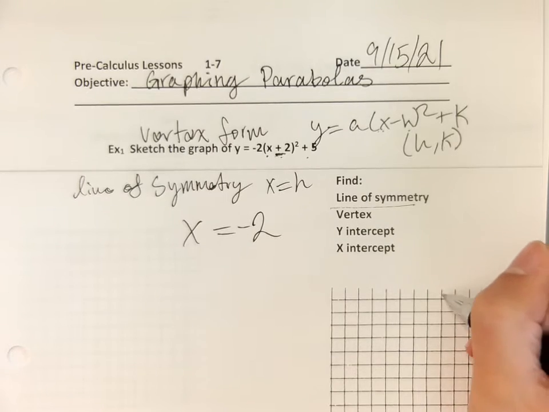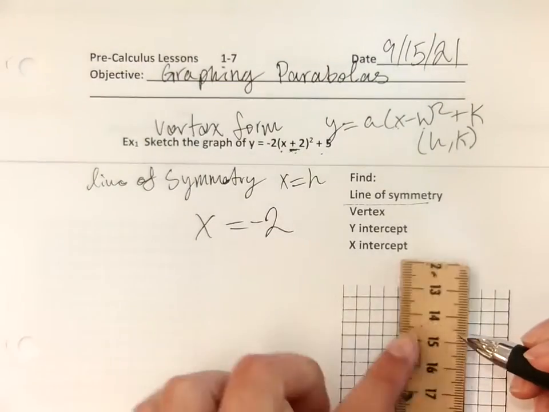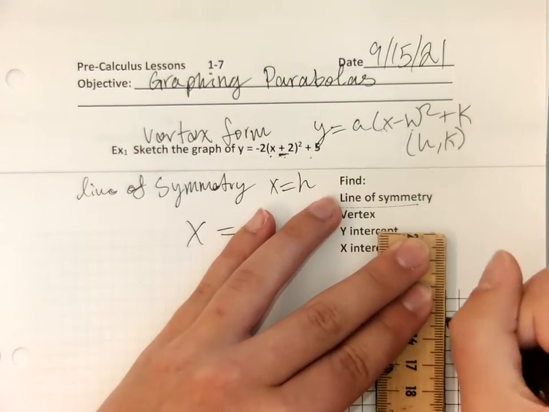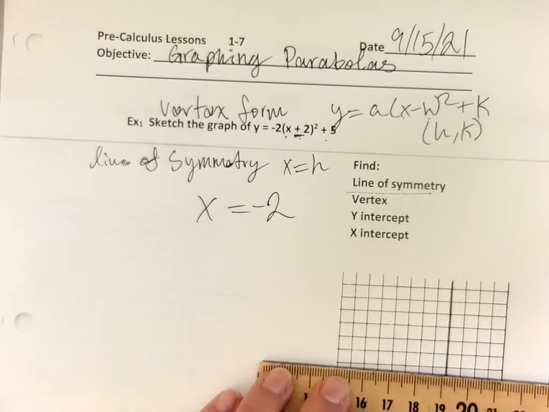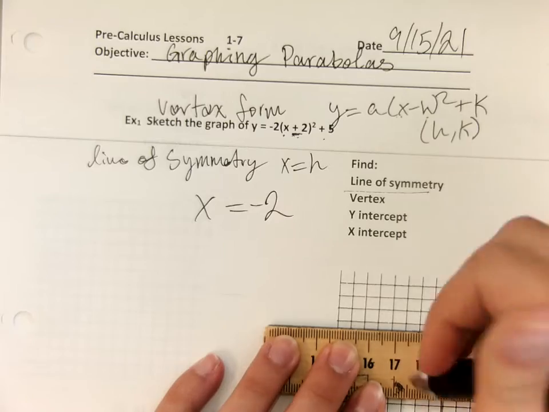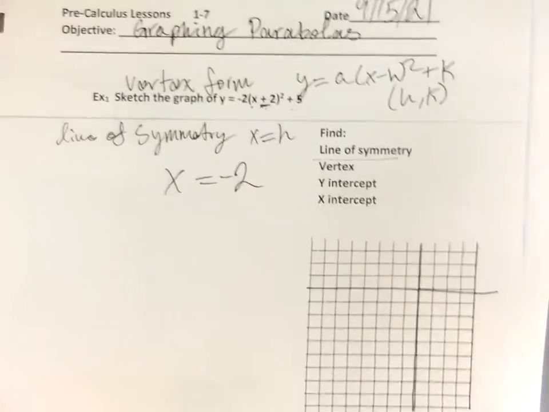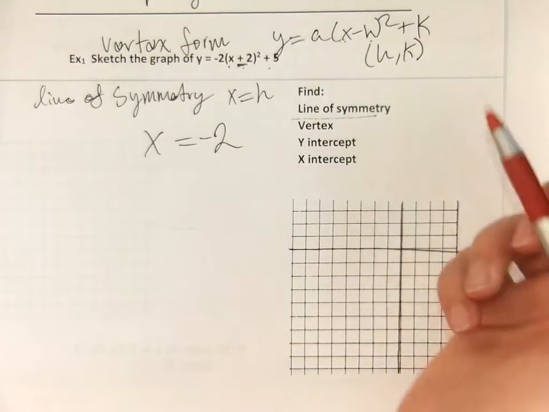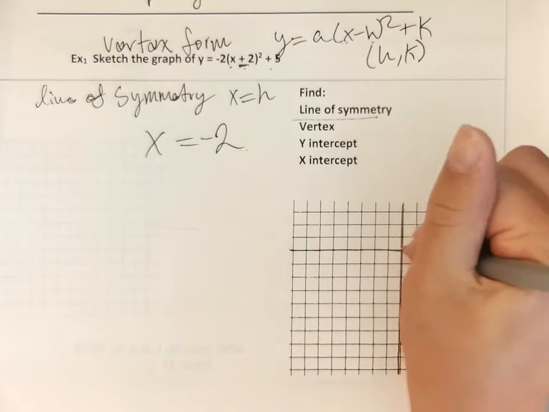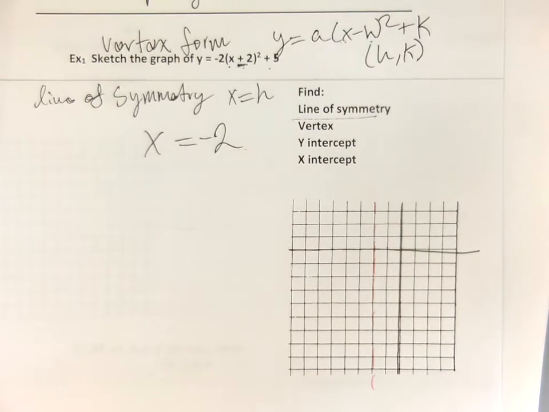So I'm going to start. It doesn't show up great, but I'll just get this written down. All right, so we have our graph, and our line of symmetry is going to be at x equals negative 2. So 1, 2. I used a different color this time. Oh, good job. All right.